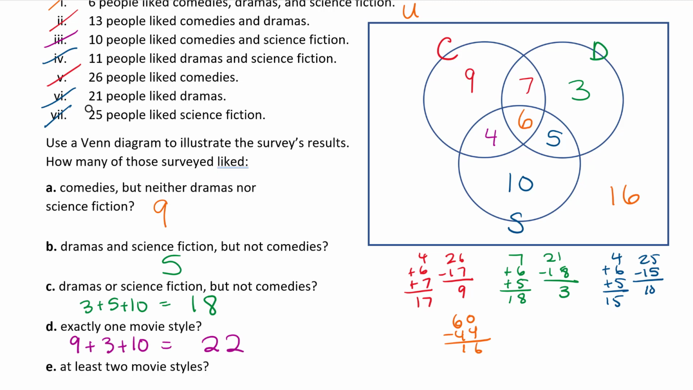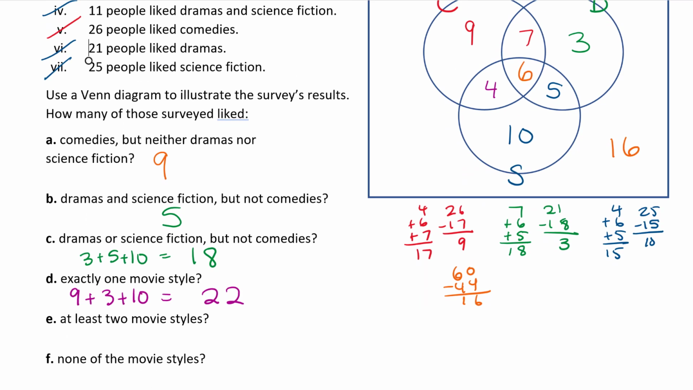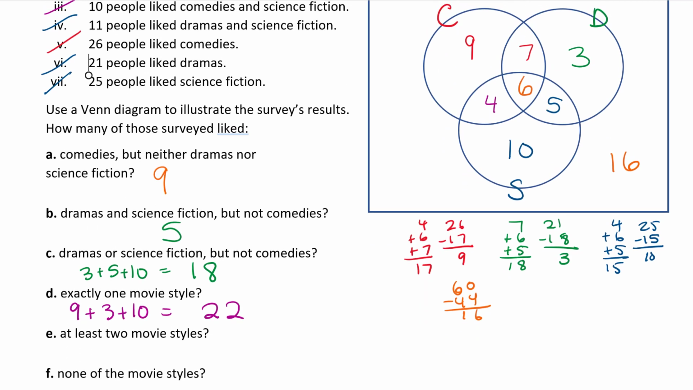How many people surveyed liked at least 2 movie styles? Okay, so in the sections of at least 2 movie styles, so anyone that liked both comedies and dramas, anyone that liked dramas and sci-fi, or anyone that liked sci-fi and comedies, or if they liked all 3. At least includes 2 or 3 types of movie styles in this particular case. So we're adding up 7 plus 6 plus 5 plus 4, and that gets us 22 as well, but then we're talking about a totally different set of 22 people.